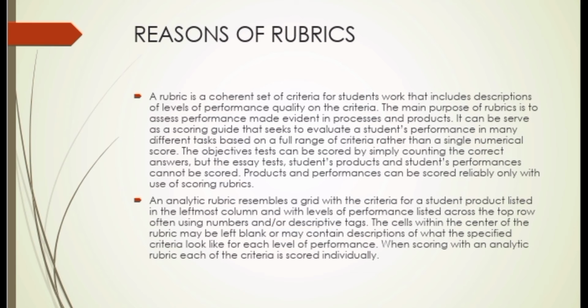An analytic rubric resembles a grid with the criteria for a student product listed in the leftmost column, and with levels of performance listed across the top row, often using numbers and/or descriptive tags. The cells within the center of the rubric may be left blank or may contain descriptions of what the specified criteria look like for each level of performance. When scoring with an analytic rubric, each of the criteria is scored individually.